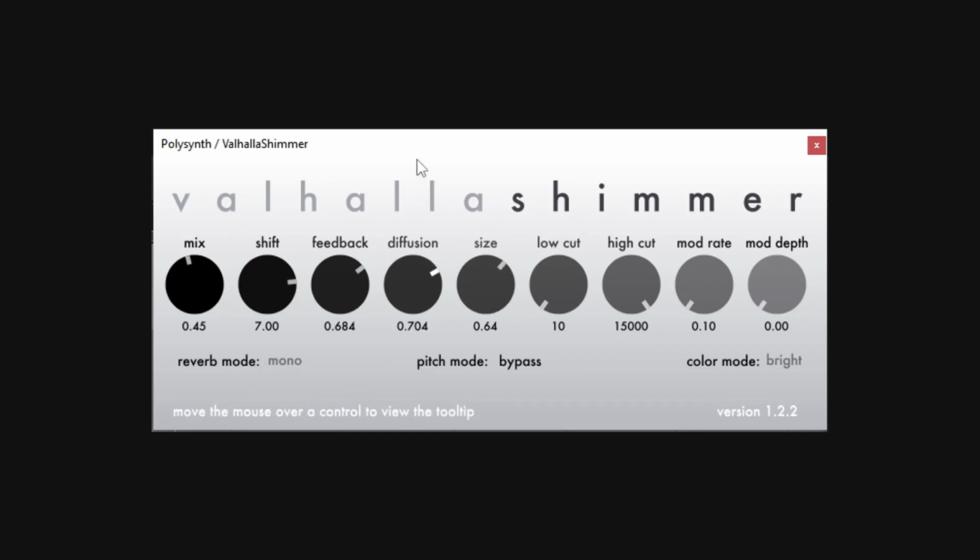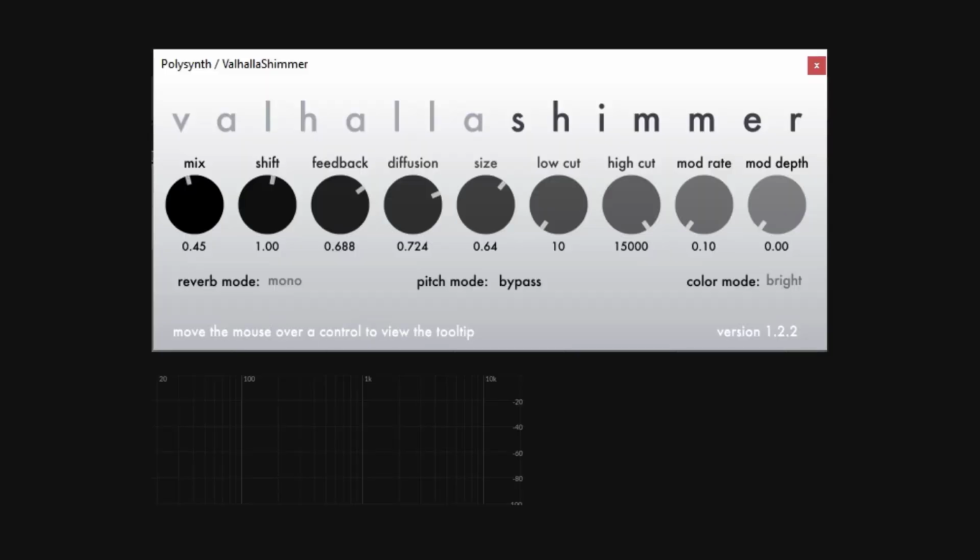The diffusion, maybe 7 something. The feedback, I'm going to leave it there. And the shift, I'm going to be doing maybe just 1 for now. So the mono, it's what we've been using.